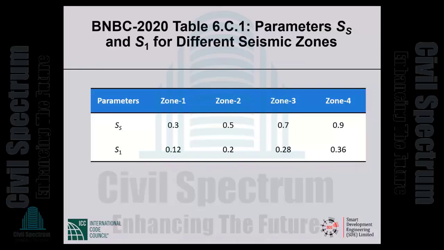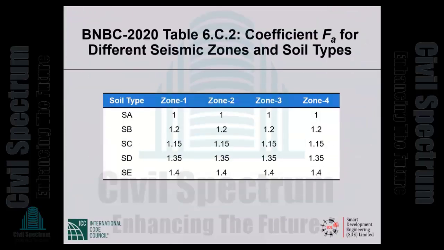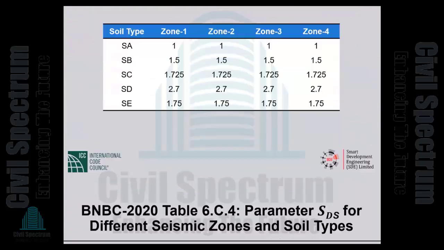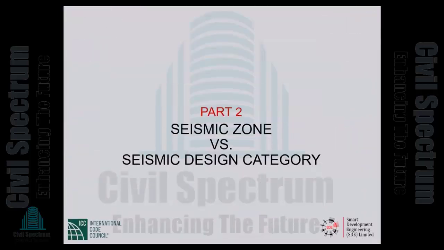So this is S sub S, S sub 1. I have mentioned S sub 1 is 40% of S sub S. This is F sub A table. This is F sub B table. This is S sub DS, S sub D1. That's your Appendix C.